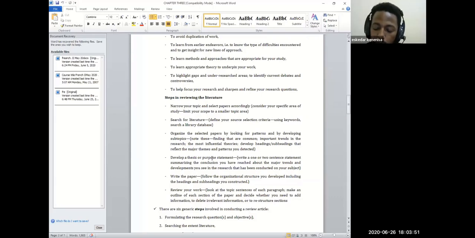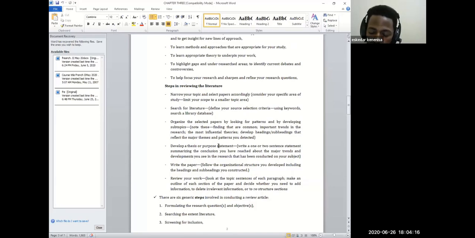Because one of the purposes of your purpose statement, or the thesis of your paper, is to show your arguments. You have to show your arguments. You have to summarize the conclusions. Here come your central arguments, the purpose statement of your literature.